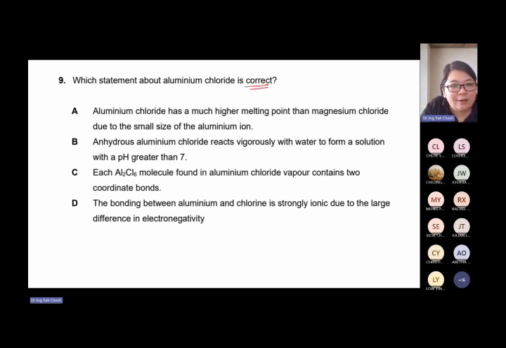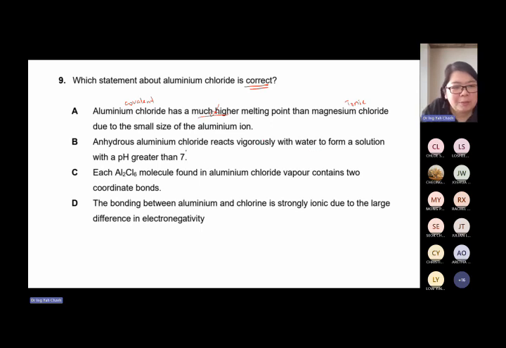Aluminium chloride has a much higher melting point than magnesium chloride due to the small size of aluminium ion. Okay, right. Aluminium chloride is actually covalent. Magnesium chloride is ionic. So a covalent compound will not have a higher melting point than an ionic compound. So this part is not correct. So A is incorrect.